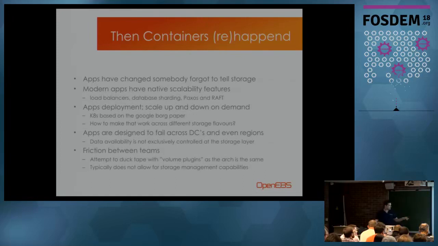So typically what happens is the legacy storage systems in particular try to duct tape this with volume plugins, as they call it, right? So instead of doing an API call to something that is sensible, they have this interceptor, they intercept the API call, and provision a line in the legacy storage system or whatever. But people generally don't really like that, so the friction is still there.